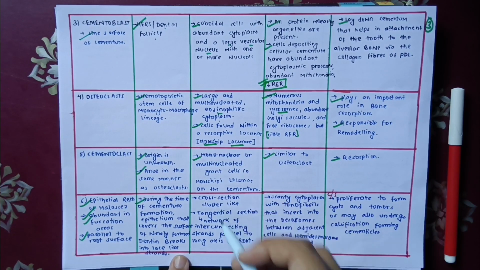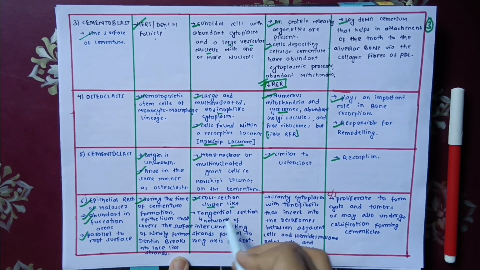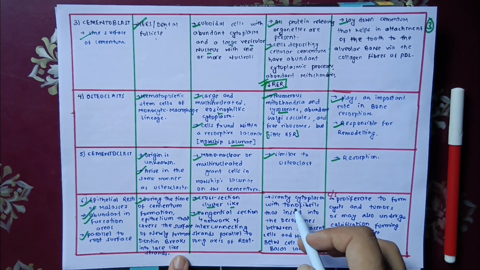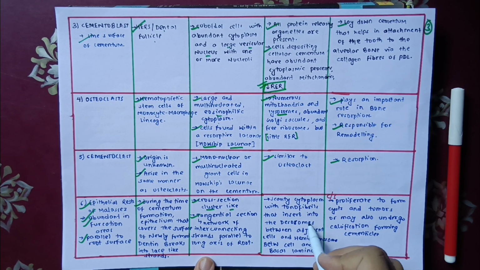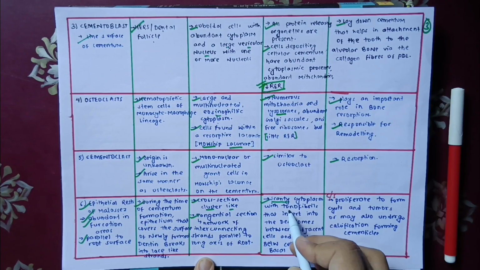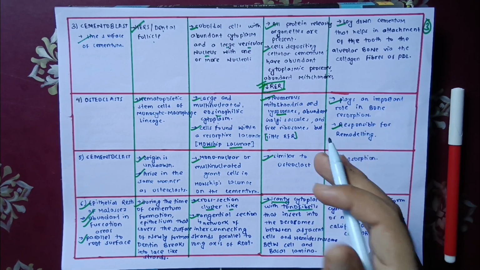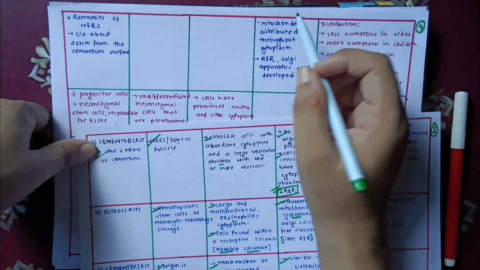After that, in the light microscopy, it appears cluster-like in the cross section, and in the tangential section we can see a network of interconnecting strands parallel to the long axis of the root. After that, in the electron microscopy, we can see scanty cytoplasm with tonofibrils that insert into the desmosomes between the adjacent cells, and hemidesmosomes between the cell and the basal lamina. So there is a scant cytoplasm with tonofibrils that insert into the desmosomes and hemidesmosomes. After that, I have also written more about this electron microscopy.